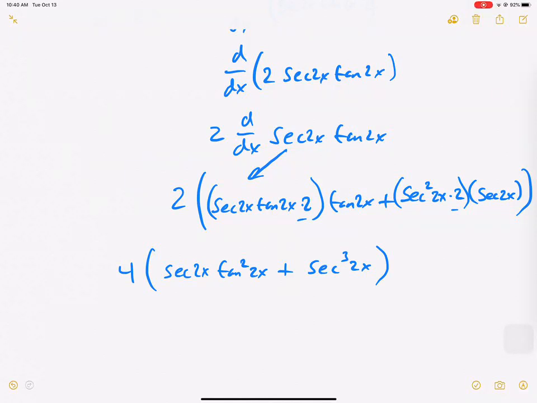So the more derivatives you go, it does get a little more messy because you're dealing with the mess you just created. And sometimes these derivatives get a little messy.